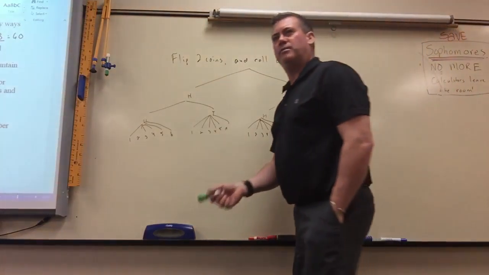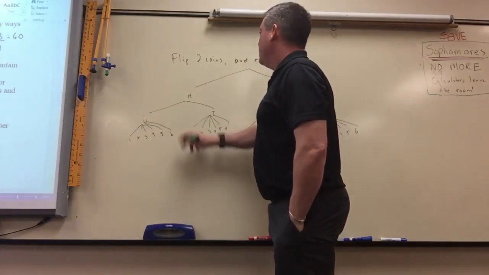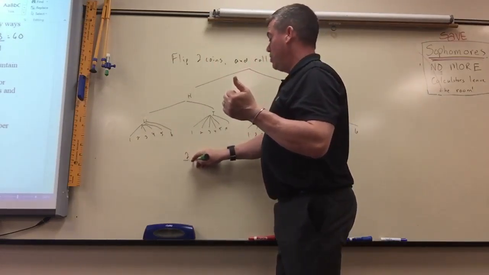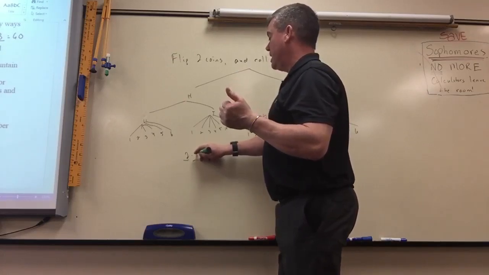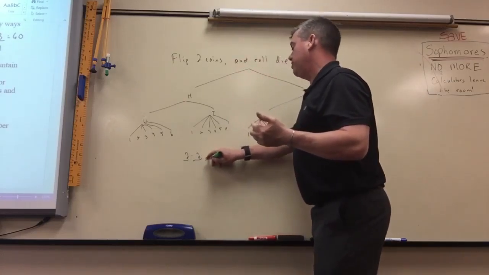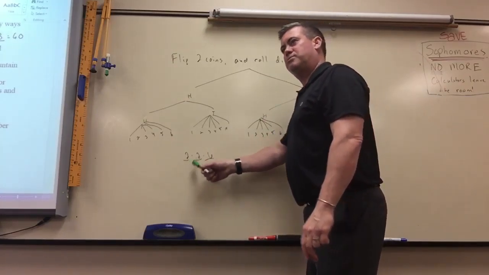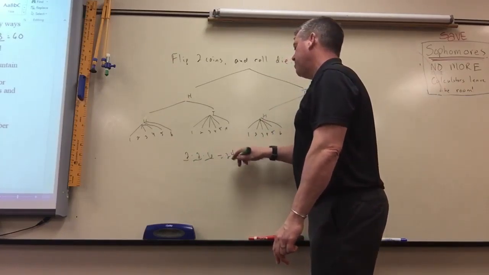The way we do that, the fundamental counting principle, is when you flip 1 coin, 2 things can happen. When you flip the second coin, 2 things can happen, heads or tails. And when you roll a dice, 6 things can happen. 2 times 2 times 6 is 24.